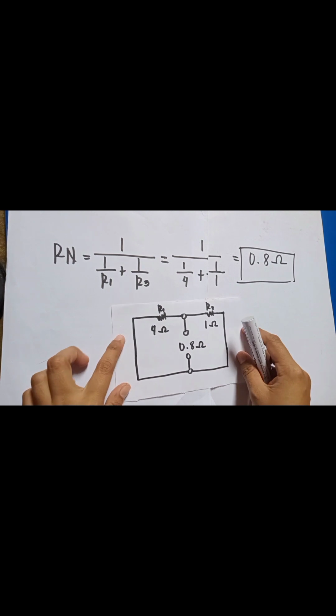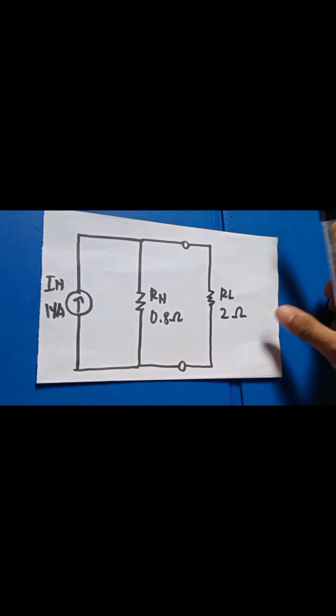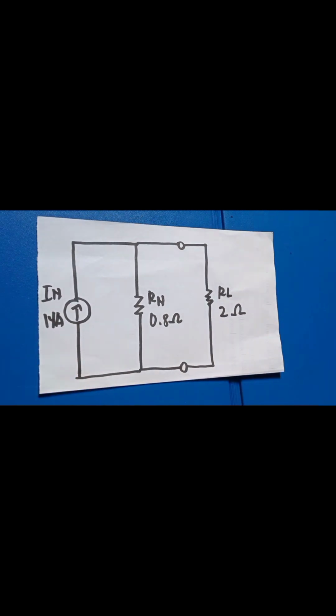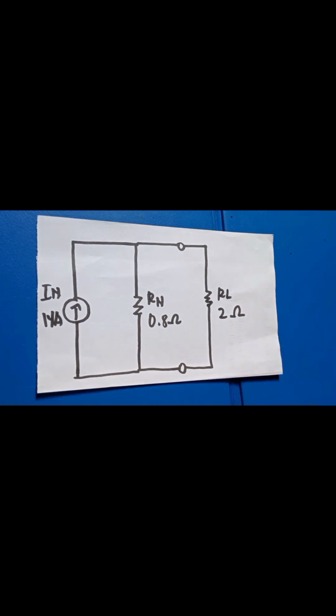So this is the figure of the Norton equivalent resistance circuit. Lastly, here is the drawn Norton equivalent circuit. In this figure, I reattached the 2 ohm load resistor from the original circuit.